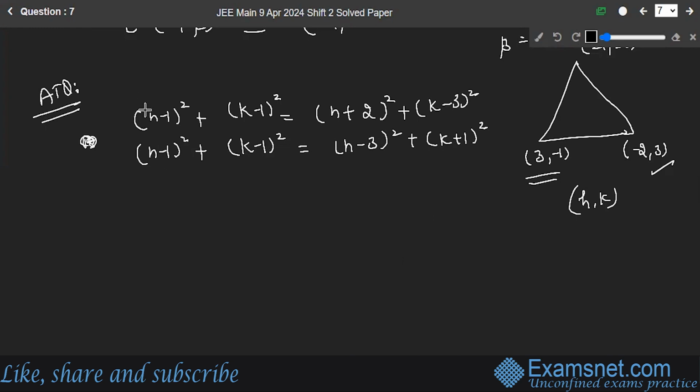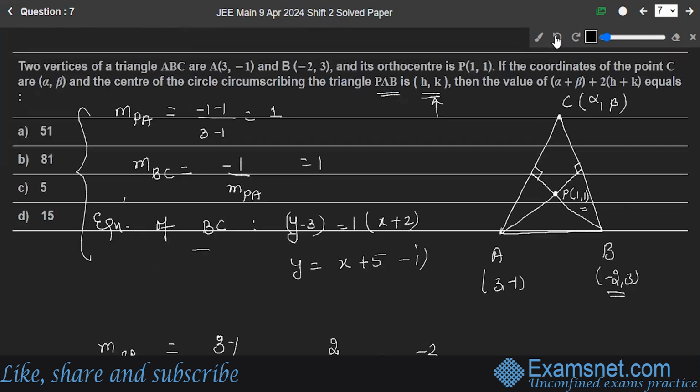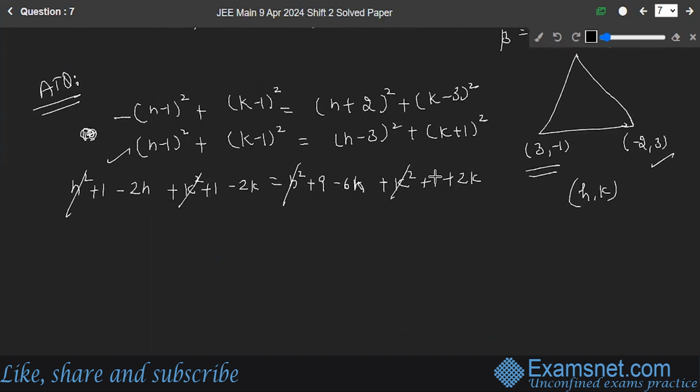Both of them will give me the value. Okay, let's solve the first one first. So this will be H square plus 1 minus 2H, K square plus 1 minus 2K, equals H square plus 4 plus 4H, K square plus 9 minus 6K. H square and K square are going to cancel. Sorry, it was supposed to be H. This will give you 4H, and this one will also go away. Wait, it was not supposed to be 1. It should have been K squared plus. What have I done? Okay, no, sorry. Fine, it's right. I was thinking I had done this equation wrong. Fine. So this will give me 4H, and minus 4K, and this will be minus 8 is equal to 0, or H plus K minus 2 is equal to 0. This is the first equation.